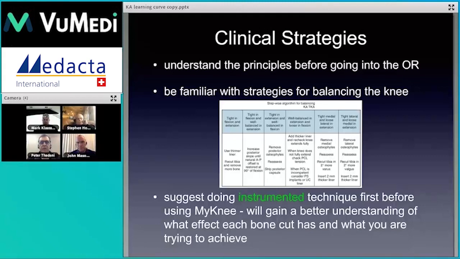In terms of doing a KA knee, either with instrumented technique or with the MyKnee blocks, I think MyKnee is very helpful. But my philosophy is that it's really important to do the KA knee with instrumented technique beforehand. By doing it that way, you really gain an understanding of exactly what you're doing during the operation. You're doing the quality assurance measures. You don't have the ability to just get lazy or shut your brain off with MyKnee blocks. You have to make your bone cuts right and check that they're right, and instrumented technique really forces you to think about what you're doing as you're doing it.